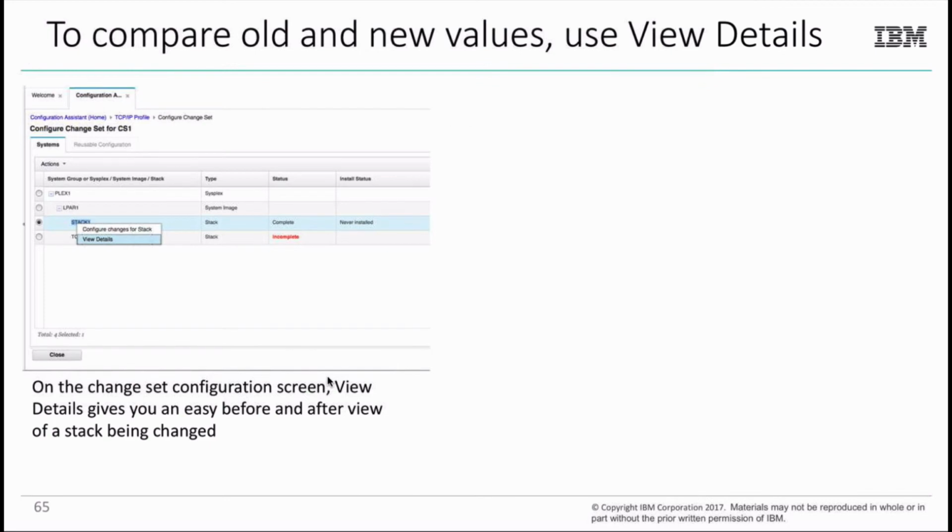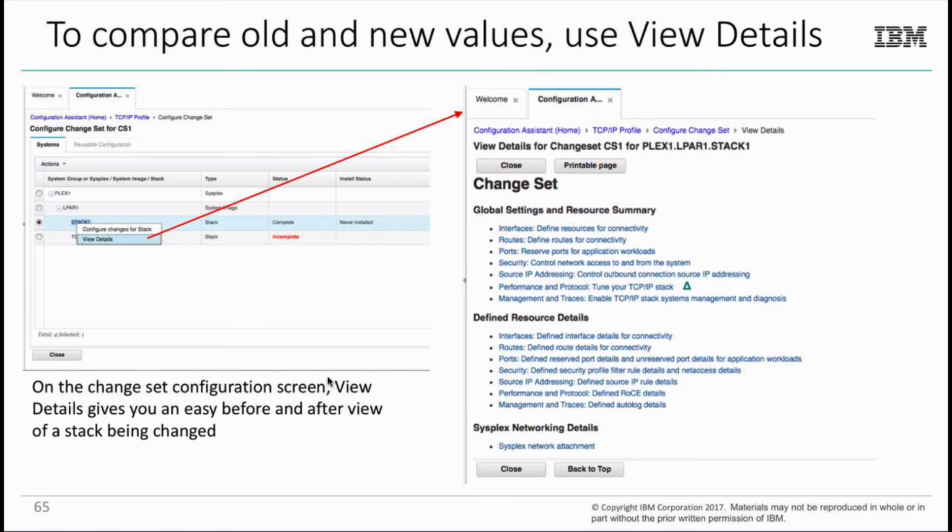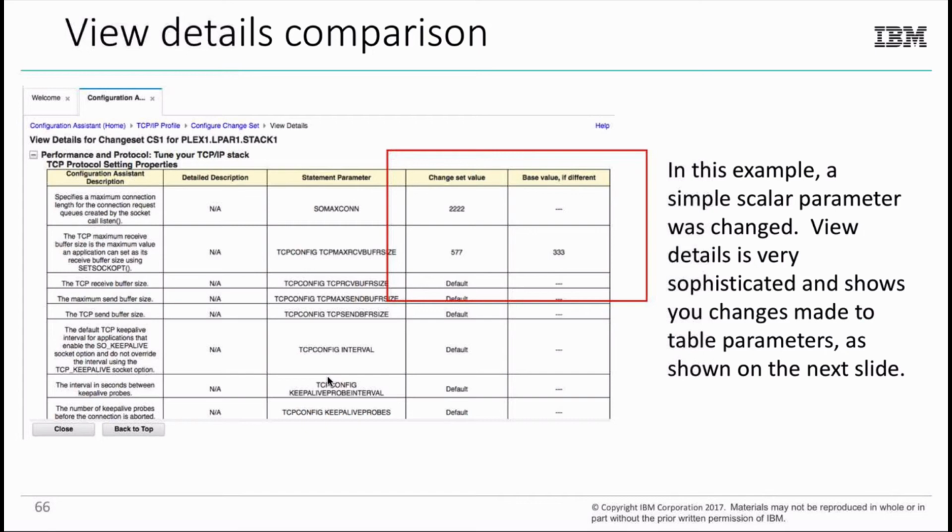Here I am in the change set editor looking at stack 1, and I click View Details. View Details will show me what's different. You get this View Details report, which shows you the stack configuration with a delta flag saying this is what's changed. You click on that, and it takes you to that section, showing a table with the value in the change set and, if it's been changed, the old value in the base. In this example, the receive buffer size has been changed from 333 to 577. The value here is 577, it was 333. These View Details tables are very sophisticated to help you see the changes.